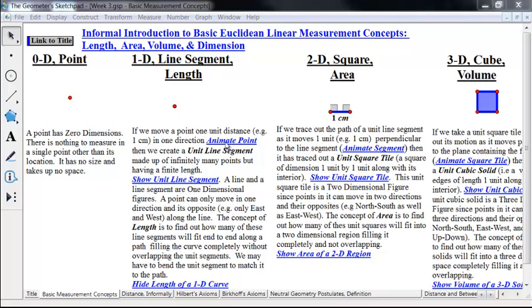Now, if we take a point and we move it a certain distance in a particular way, whatever we call 1 unit, that produces a unit segment, say 1 centimeter long, or 1 meter, or 1 yard or foot, or whatever some unit length. And so that's a 1 unit length. Okay, now we're moving in one direction. We call that a one-dimensional object.